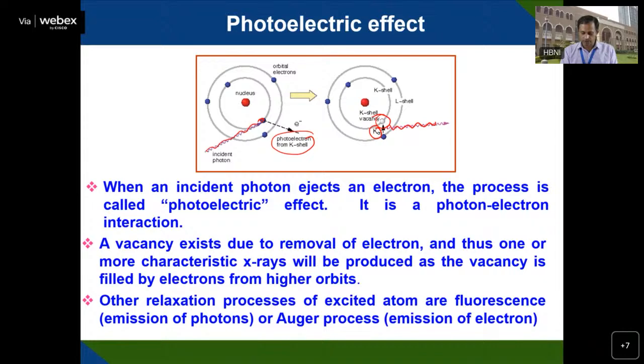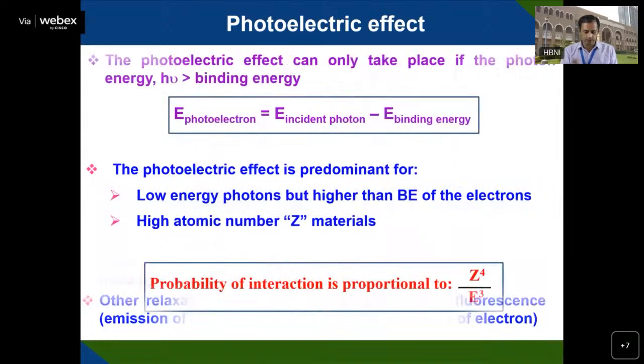Another process that occurs in this case is fluorescence, because some X-rays can be radiated as fluorescence; otherwise you can see the Auger electron. We'll discuss that when we talk about X-ray photoelectron spectroscopy.